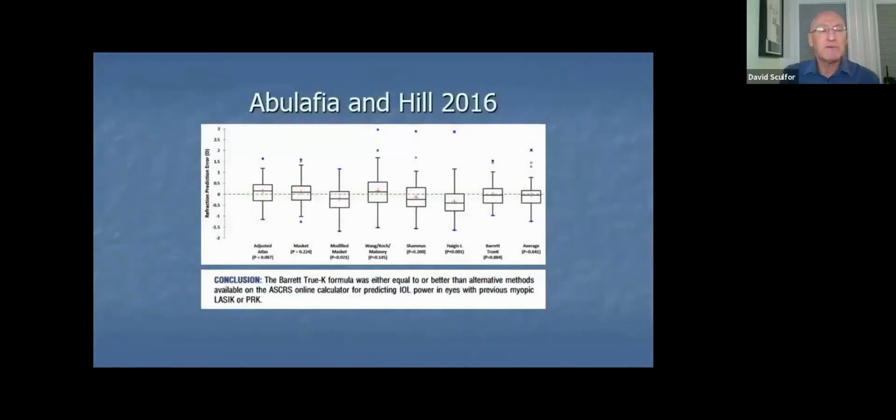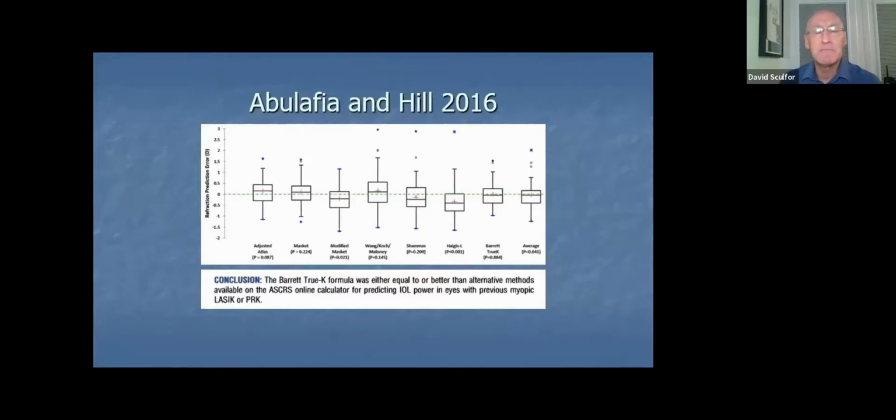So the Abulafia and Hill paper, we've got box and whiskers plots. So broadly, the smaller the box and the shorter the whiskers, the better the formula. But rather than just looking at the box and whiskers, you also need to look at the outliers. So you can see there that some of the formulas come out with some pretty dreadful outliers. So you've got some where the patients come out +3 instead of 0. Those patients are going to be desperately unhappy. So what you want is small box and whiskers, but also not many outliers as well.